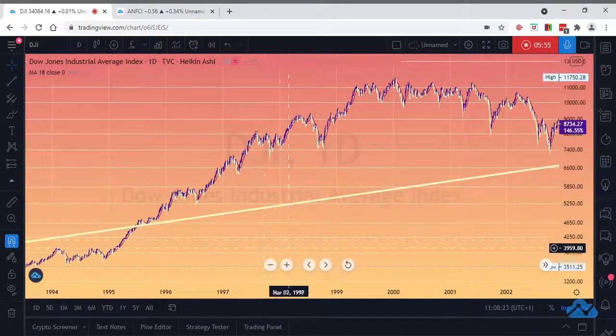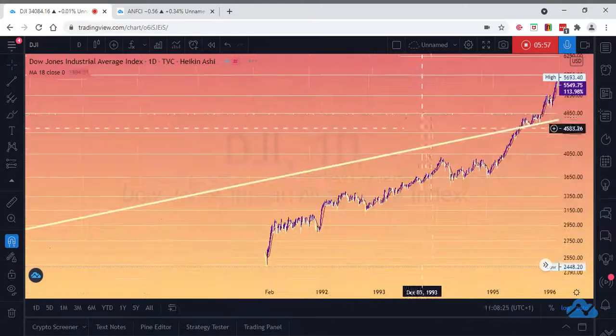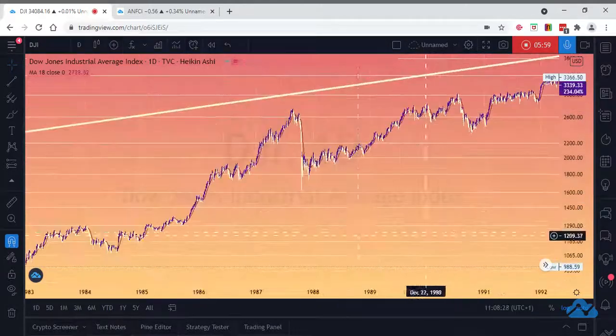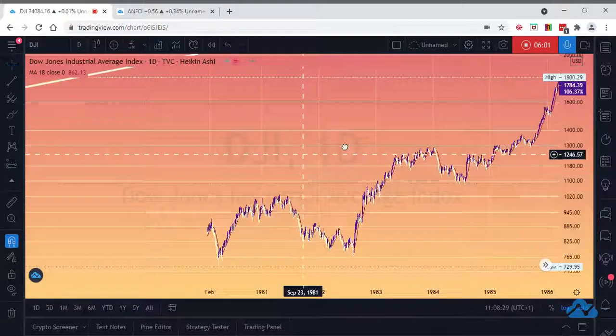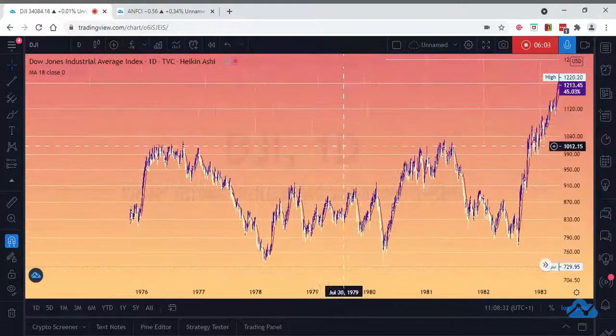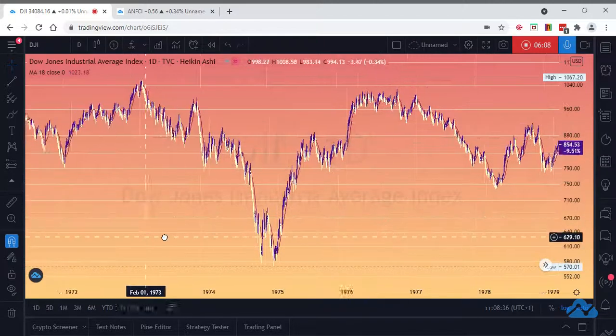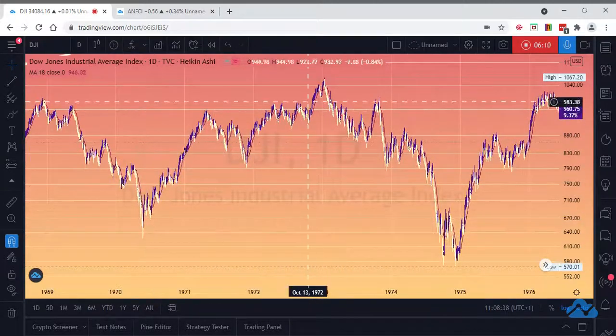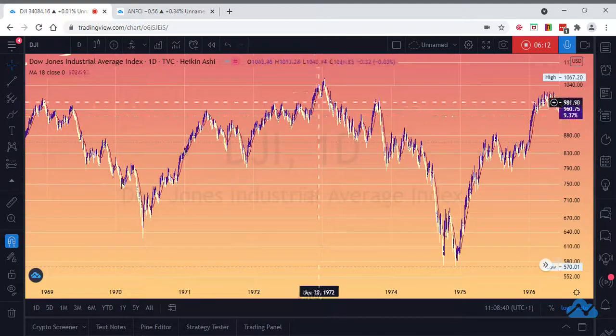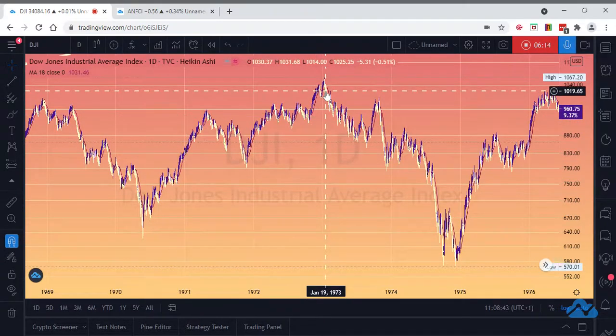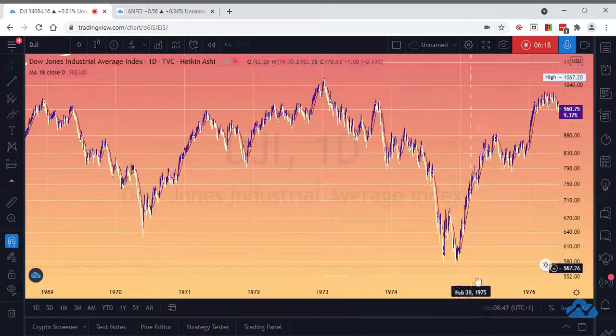Early 70s. So against the backdrop of rising rates, did the Dow Jones actually go up? It should, because they are. Ooh, here we go. Yeah, it did. It went from 639 to 1,000. That's a good return, isn't it? 60% odd. Then we had a bear market.